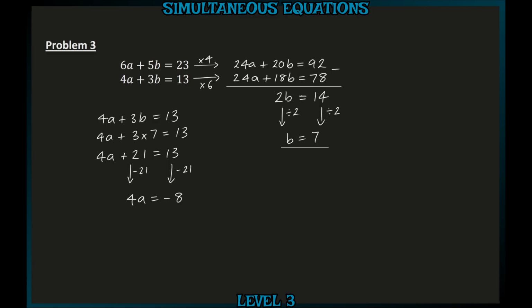Finally, we can remove the times 4 from in front of the a, and we do this by dividing by 4 and doing the same on the other side. And on the left, the times 4 and the divide by 4 cancel out to leave us with a. And on the right, minus 8 divided by 4 is minus 2. So a is equal to minus 2. And this means that our final answer to problem 3 is a is equal to minus 2, b is equal to 7.